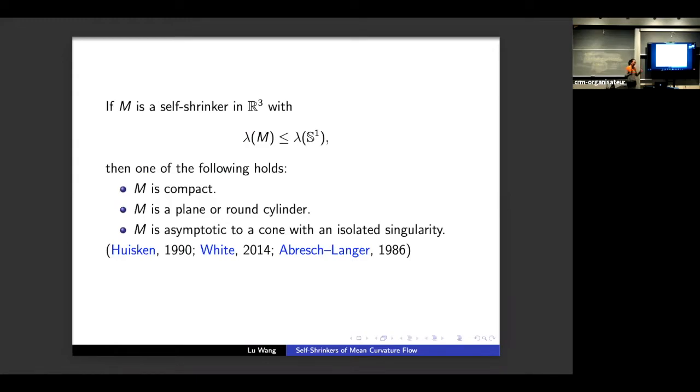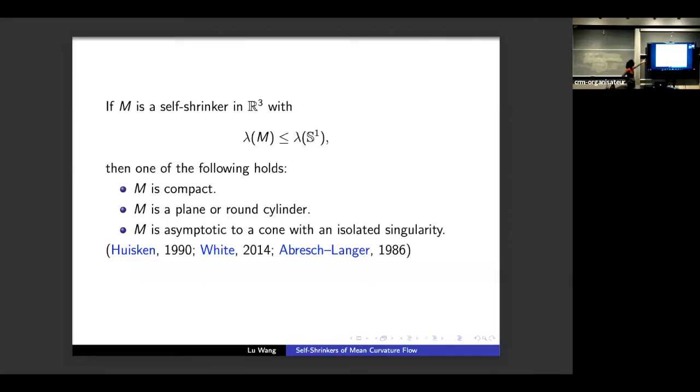let's first make some remarks or observations about self shrinkers in R3 with this low entropy assumption. So in this low dimension situation, one can use Huisken's monotonicity formula plus the White stratification theorem plus the classification of Abresch-Langer for the self shrinking curves to see that M has three possibilities.